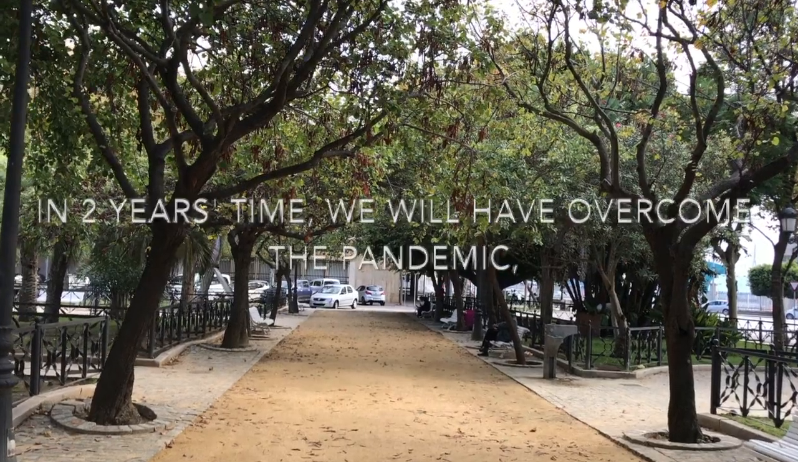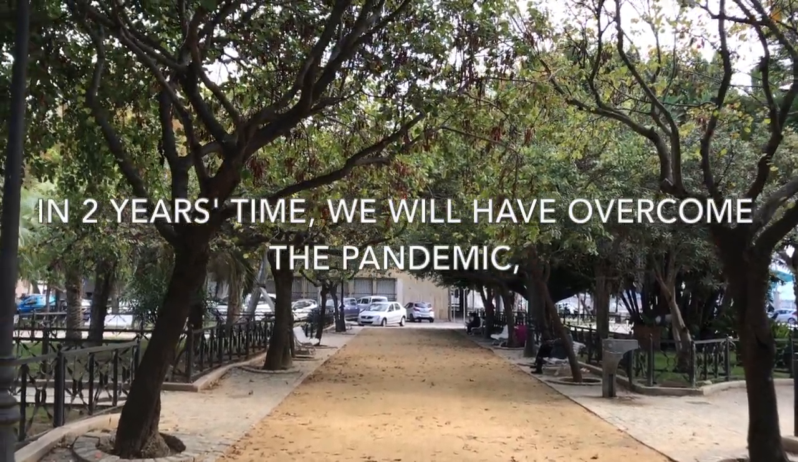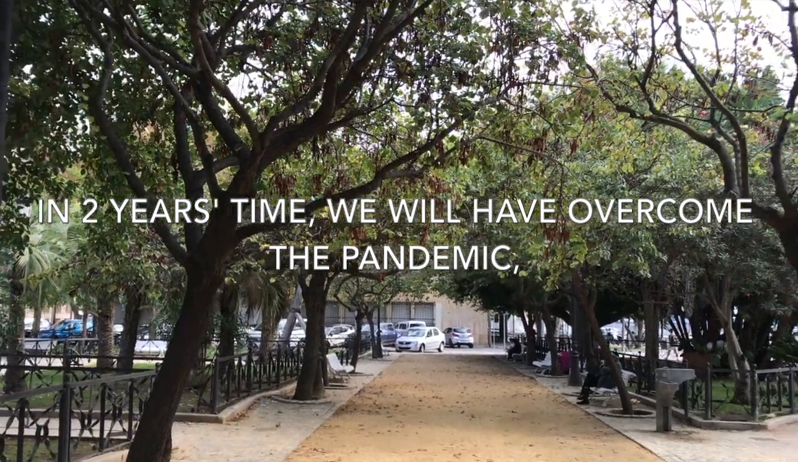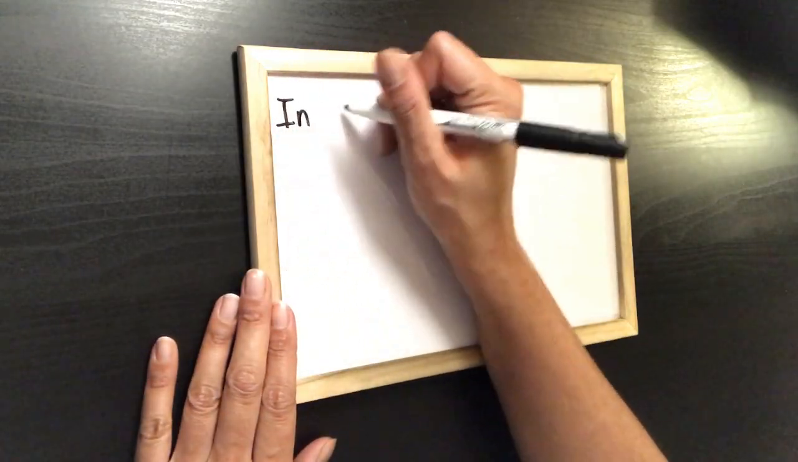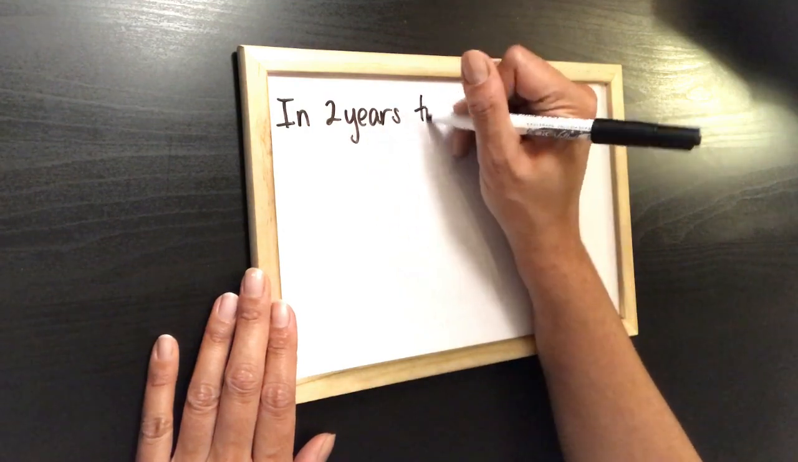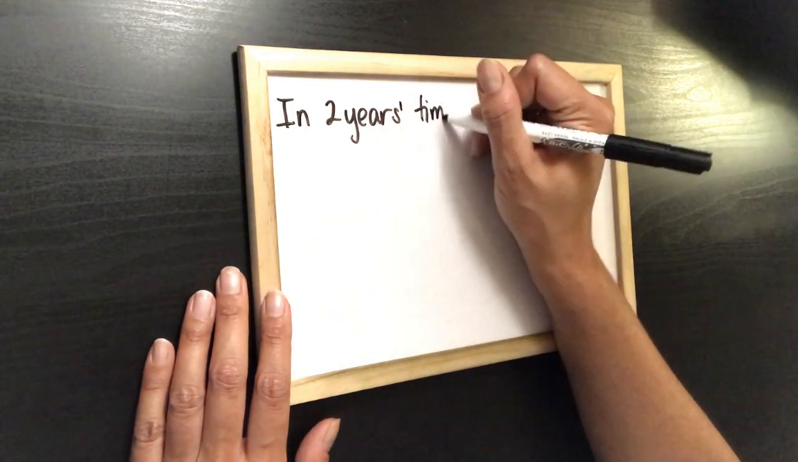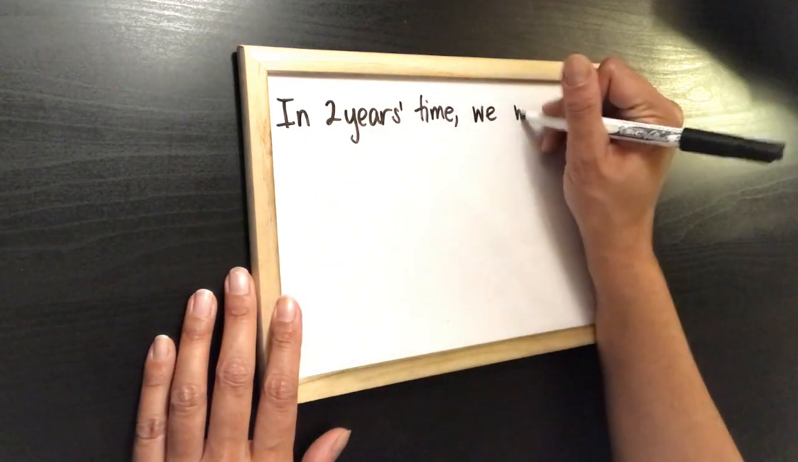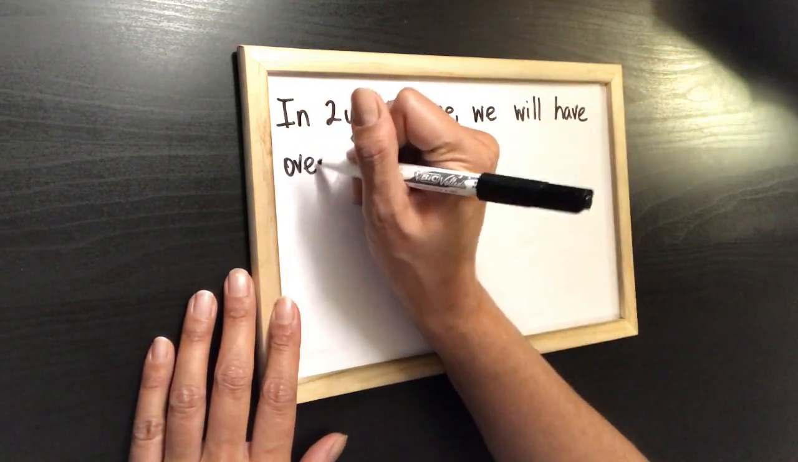All right. So getting back into the future perfect. In our active sentence, we see, in 2 years' time, we will have overcome the pandemic. Our active sentence in the future perfect has the form will plus have plus past participle. That is the future perfect. What is the subject in our active sentence? We. What is the verb? Will have overcome. What is the object? The pandemic.